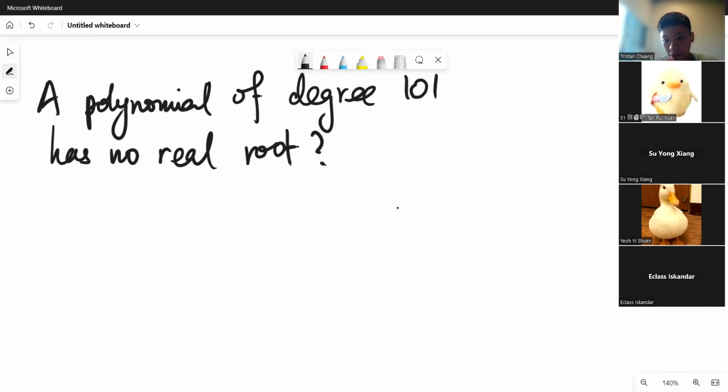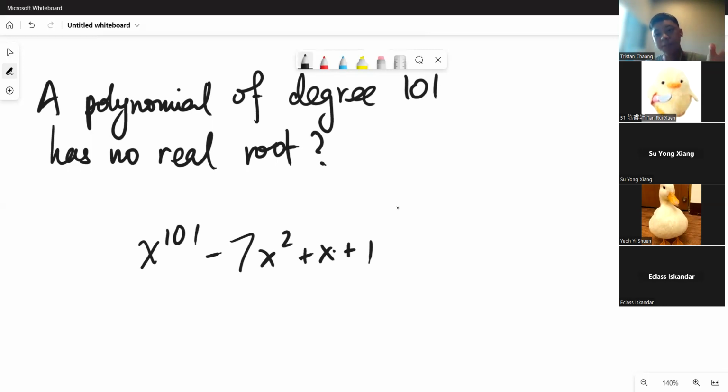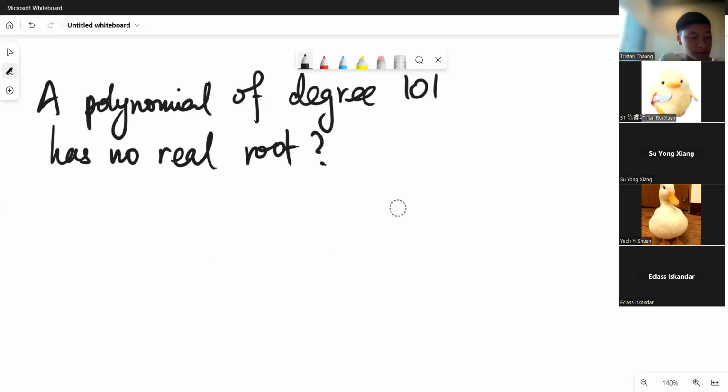Well, your statement there is true, but I don't think it proves this, because a polynomial of degree 101 can be something like x^101 minus 7x^2 plus x plus 1. That's also a polynomial. So how do we make sure there is a real root? And the answer is that this statement is false. There must be a real root, at least one. Okay, let's not prove this yet, and we'll do the next one first.